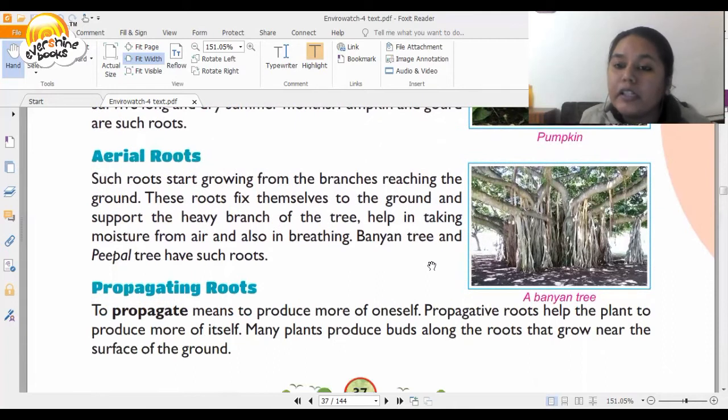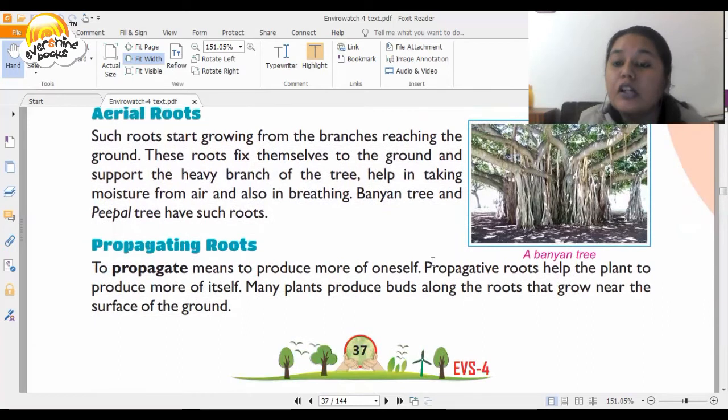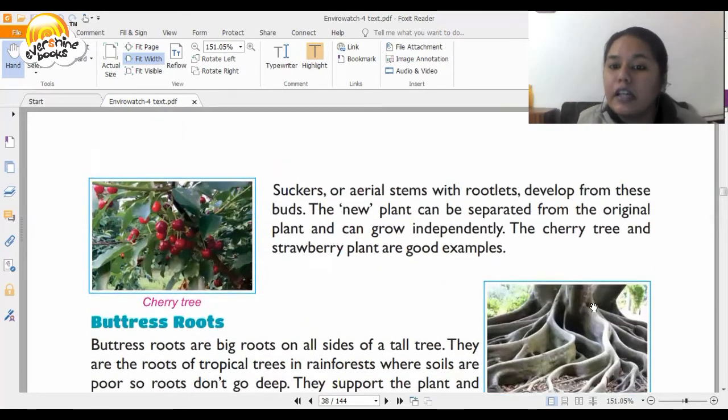Then you have propagating roots. What is the meaning of the word propagate? It means to produce more of oneself. So there are some plants which have roots which help in further growth. Propagative roots help the plant to produce more of itself. Many plants produce buds along the roots that grow near the surface of the ground. Suckers or aerial stems with rootlets develop from these buds. The new plant can be separated from the original plant and can grow independently. Cherry or strawberry is a good example.